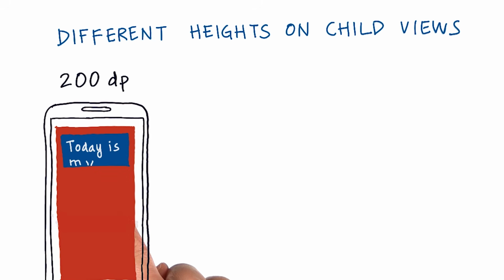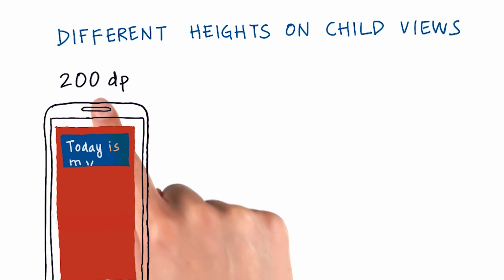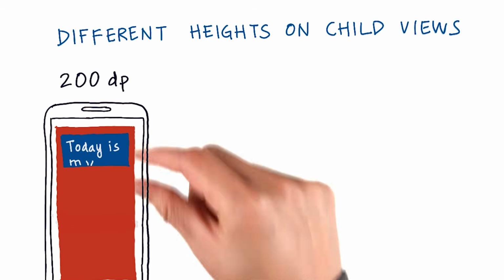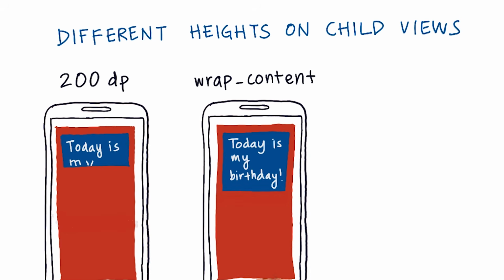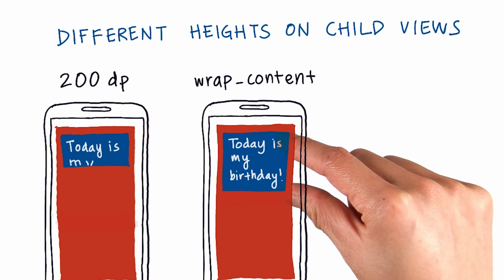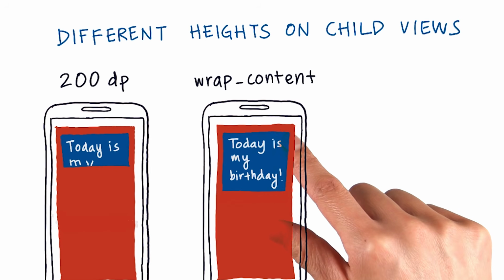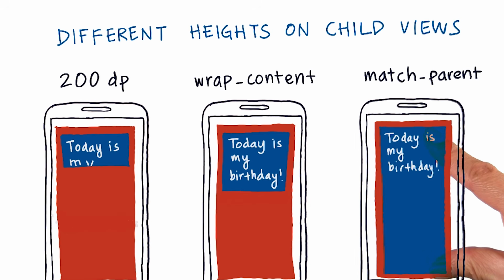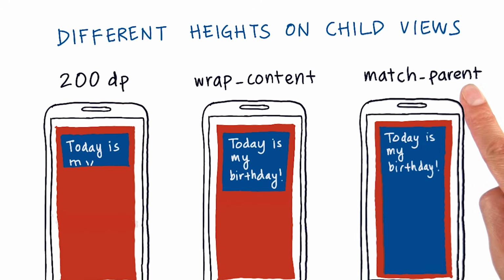In this example, we set the height of this child text view to be 200 dp. If the content inside it is taller than that, then you run the risk of cutting off some of the content. In this example, we set the height of the child text view to be wrap content. That way, all the content will be displayed on screen and nothing will be cut off because the size of the text view is dependent on the content inside of it. And in this example, we set the height of the child text view to be match parent. That way, the child view is as tall as the parent itself, regardless of the content inside it.